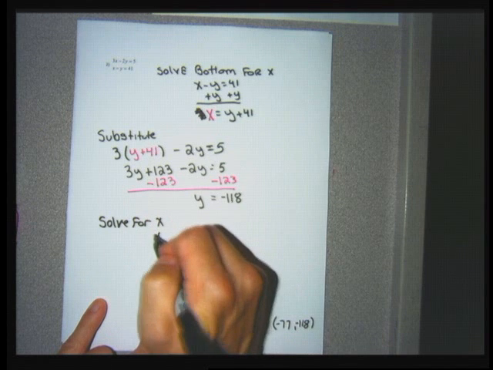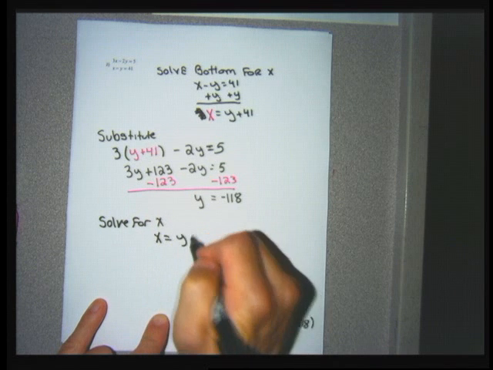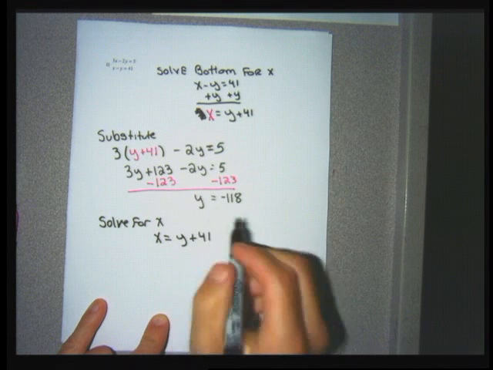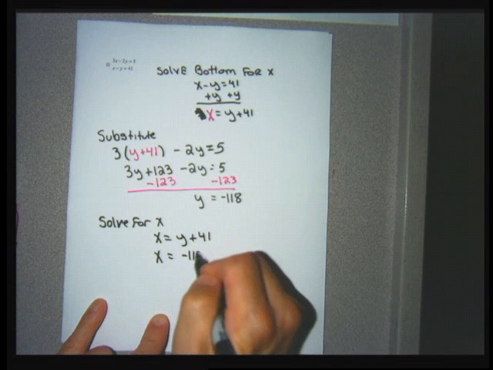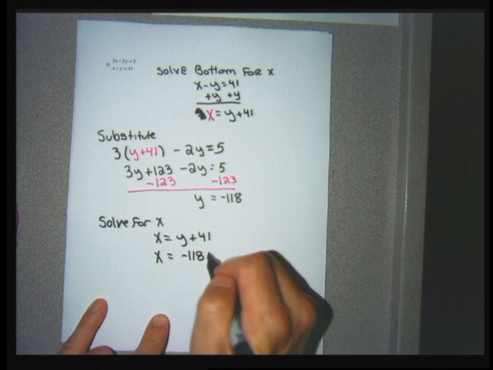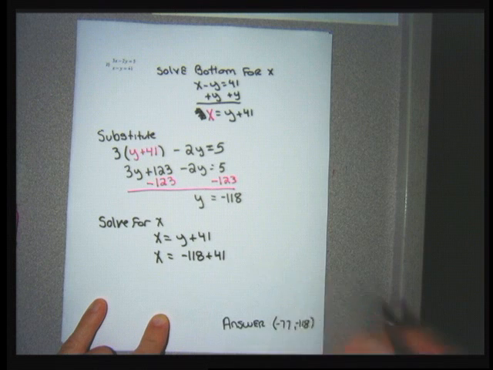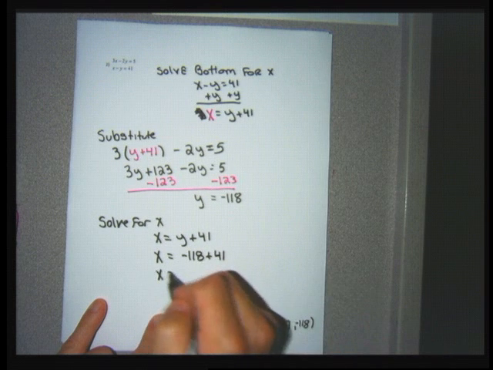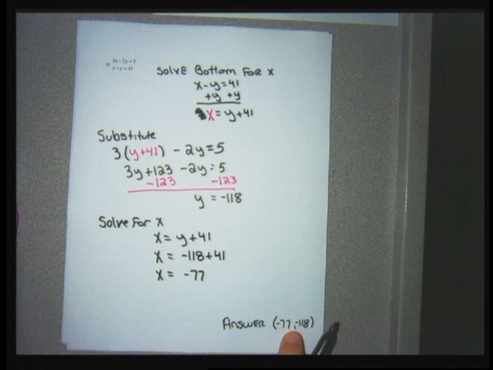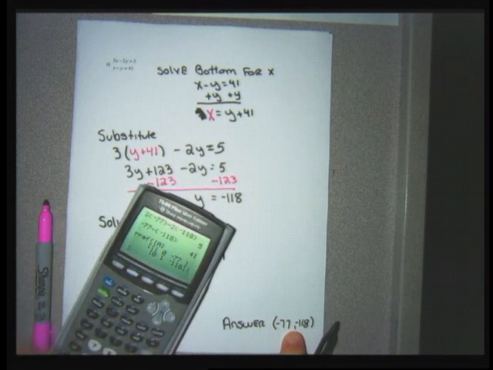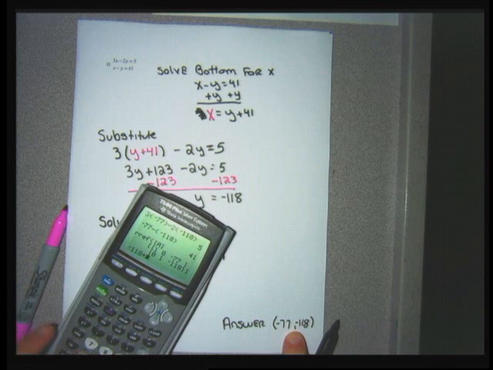I'm going to use the equation x equals y plus 41, and I'm going to change the y to negative 118. So I get x as negative 118 plus 41, and apparently that comes out to negative 77. I'm not sure I really could do that in my head, but since my calculator had that, I just believed it. So I do negative 118 plus 41. My calculator tells me that it's negative 77.